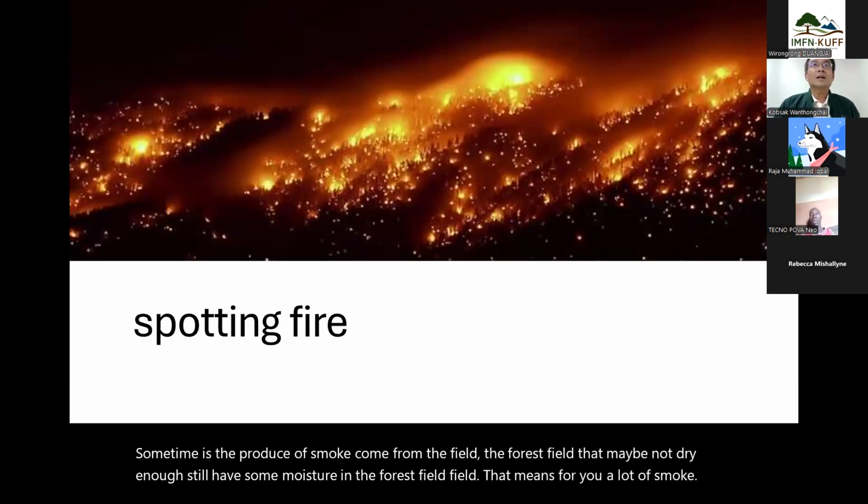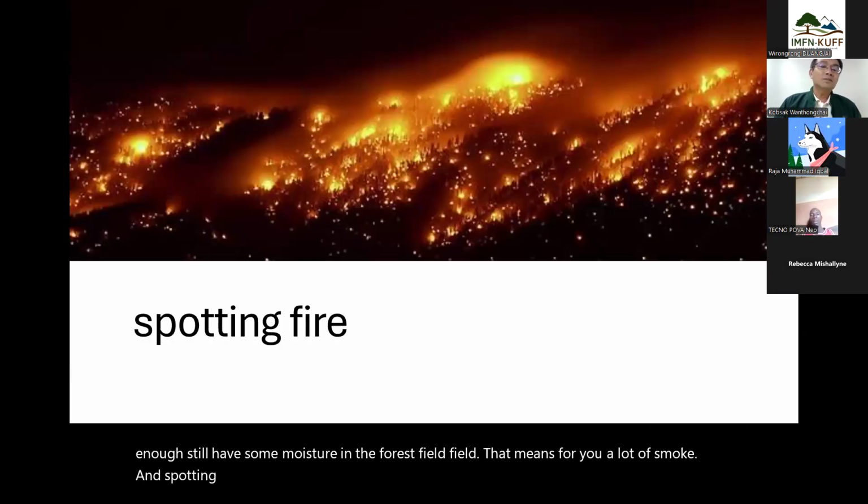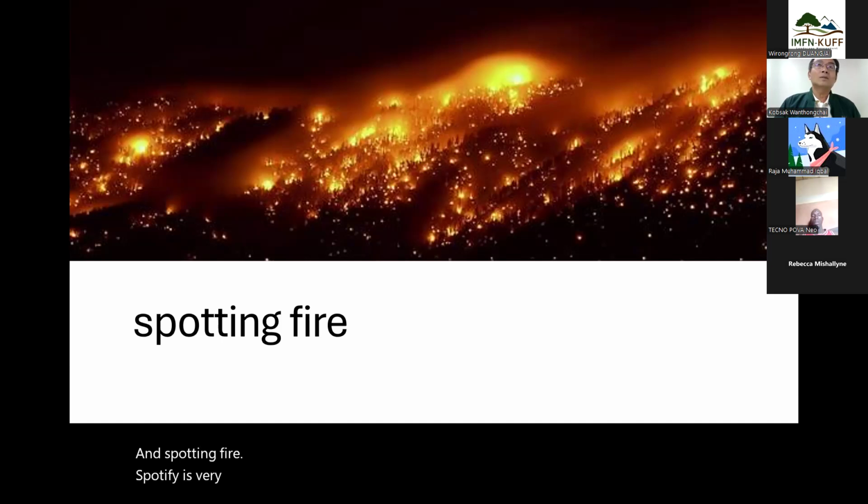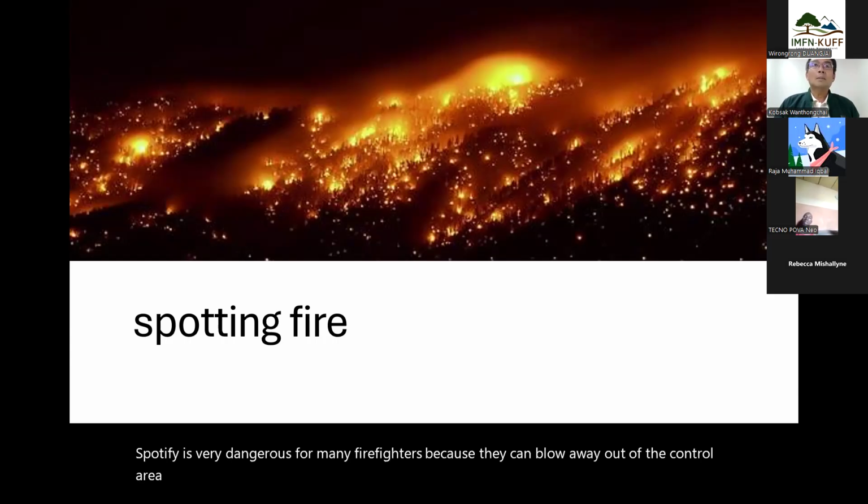And spotting fire. Spotting fire is very dangerous for many firefighters because embers can blow away out of the control area, which creates a new burning area and makes difficulties for the firefighters.